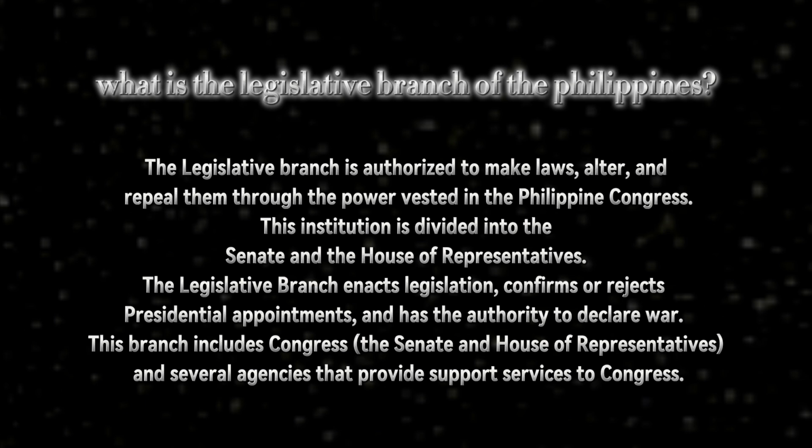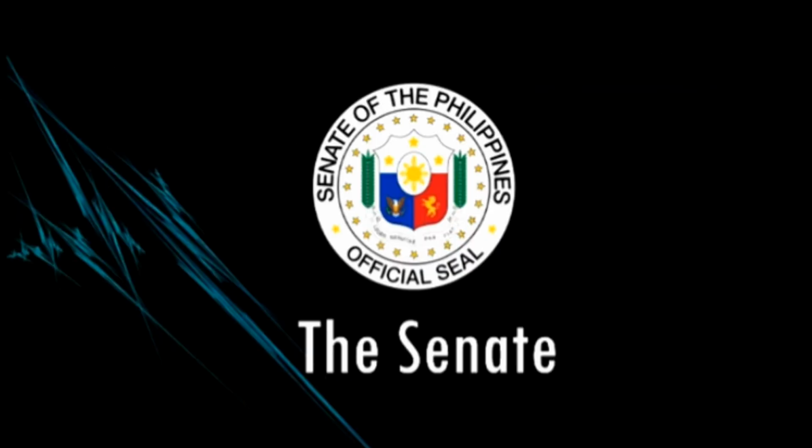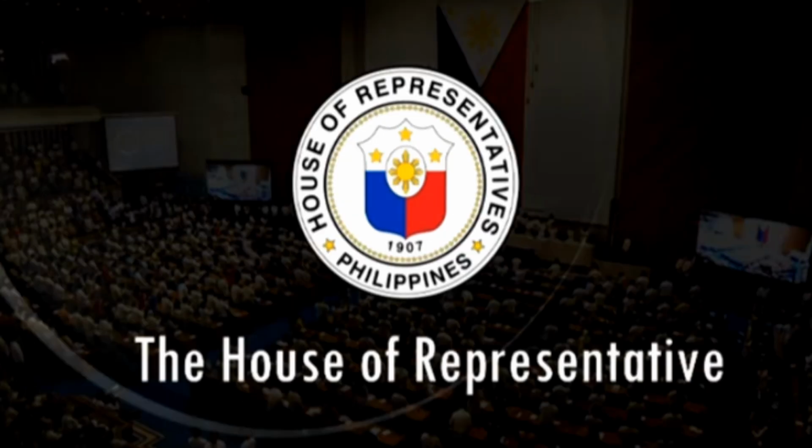This branch includes Congress, the Senate, the House of Representatives, and the several agencies that provide support and service to Congress. The Senate is composed of 24 senators who are elected at large by the qualified voters of the Philippines. The House of Representatives is composed of about 250 members elected from the legislative districts and provinces, cities, and municipalities, and the representatives elected through the party list system of registered national, regional, and sectoral parties or organizations.